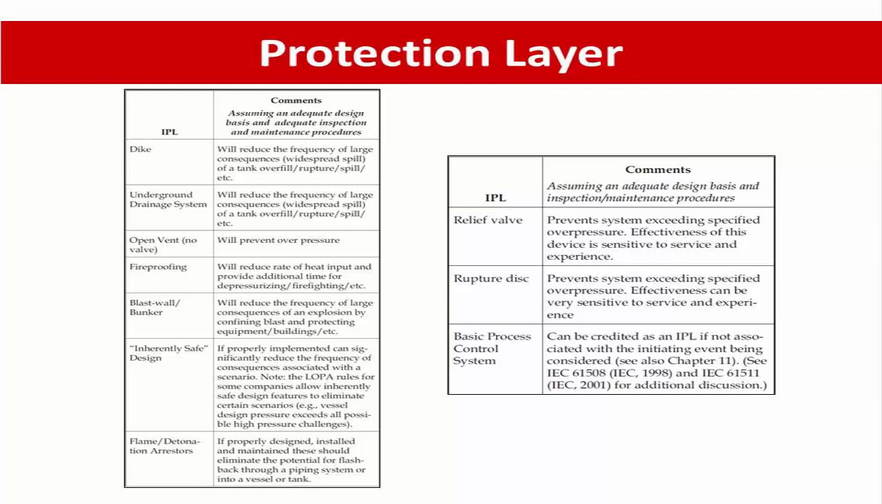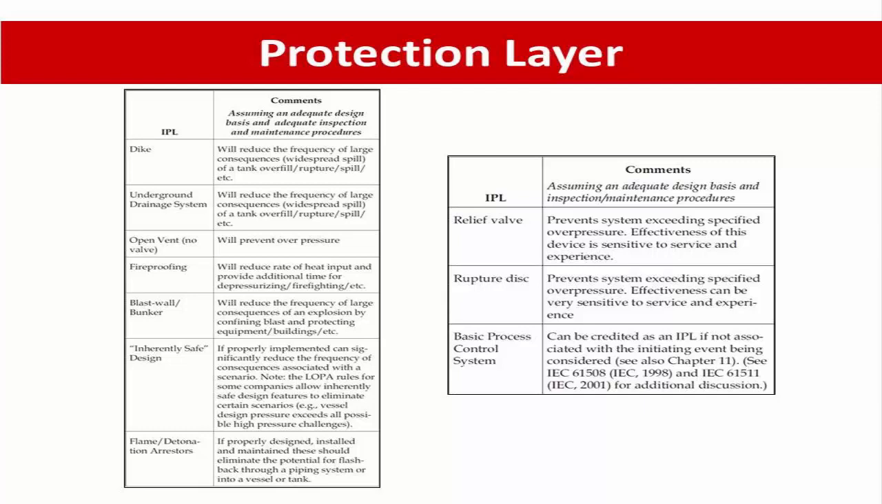Or fireproofing that can reduce the heat input and provide additional time for depressurizing or firefighting. And then blast walls or bunkers that also reduce the frequency of large consequences of explosion. Next one is the relief valve that can prevent excessive overpressure, the same as a rupture disk. These are common IPLs that we can find in a petrochemical plant or factory.